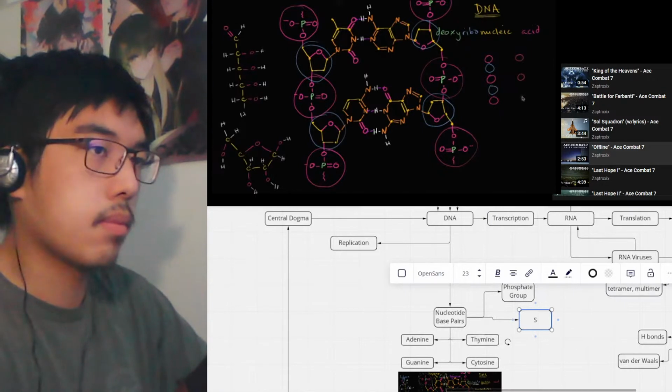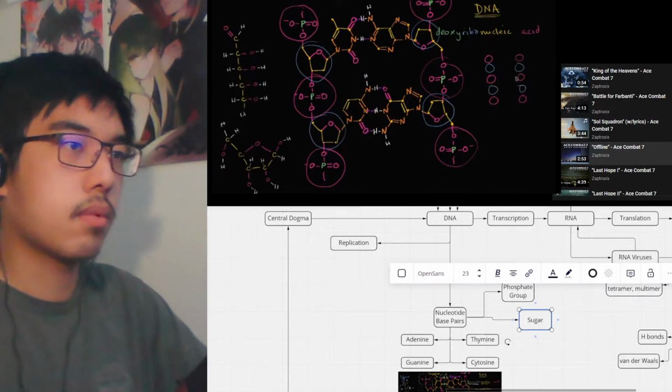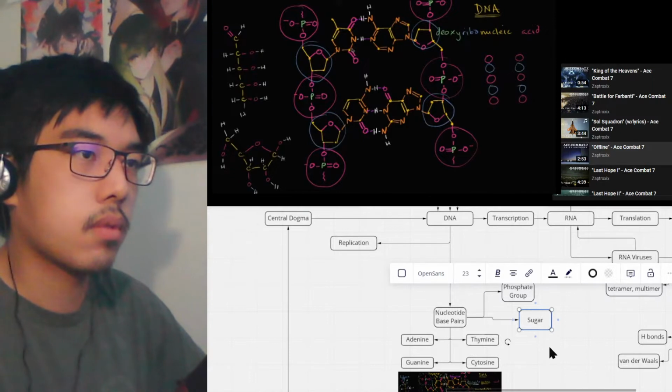So on the other strand, it's also going to look like this. Let me draw the phosphates. I'm just abstracting them now. So the phosphate, and then you have the sugars in between the phosphates. And what links them, you can think of as the rungs on the ladder. These are the complementary nitrogenous bases.